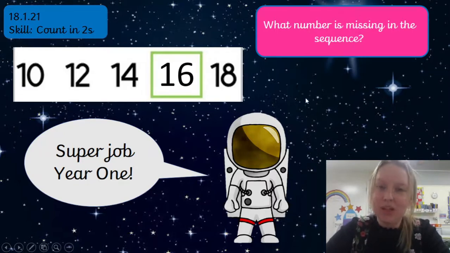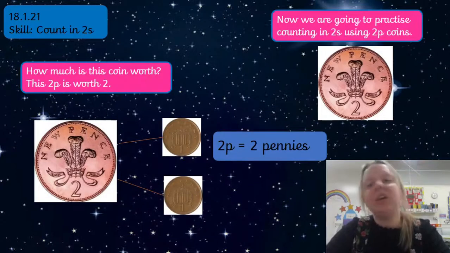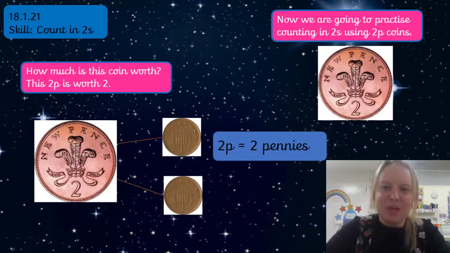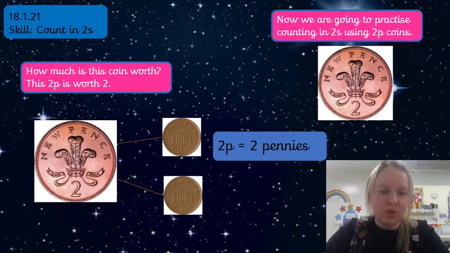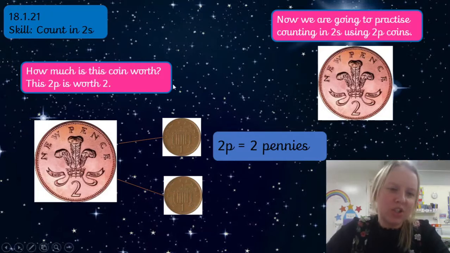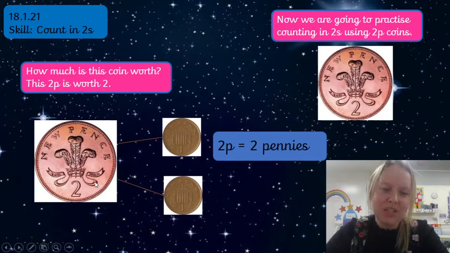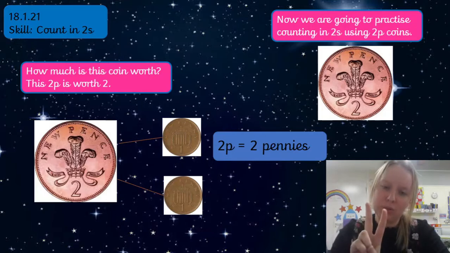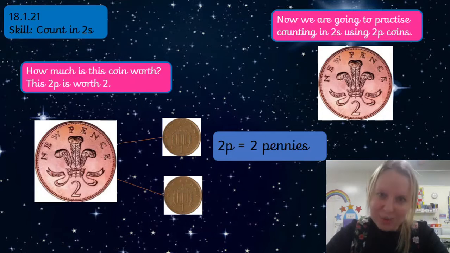Super. K is saying super job year 1s. Okay, so now we're going to practice counting in 2s using 2p coins. So have a think now, how much is this coin worth? It's a 2p, isn't it? So this 2p is worth 2. It's worth 2 pennies. Okay?